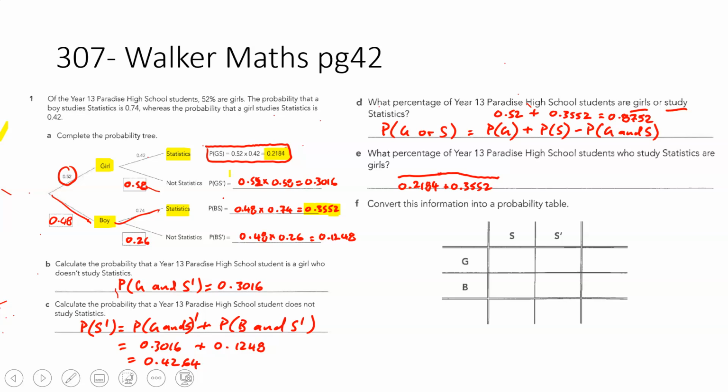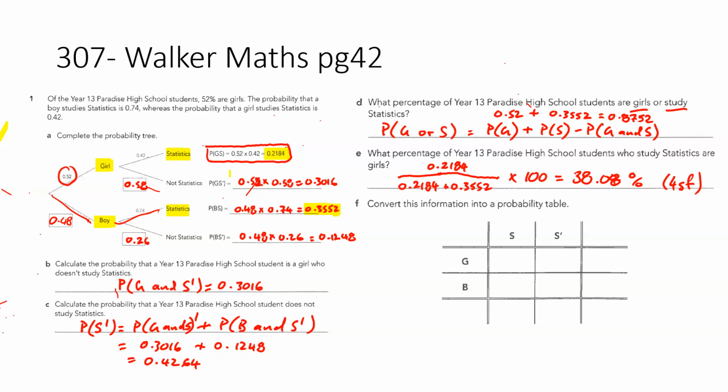And then on the top, we just want the probability that a student is a girl and does statistics, 0.2184. Because we want a percentage as our final answer, we times it by 100. Using our calculator, we get 38.08%. Now, I have rounded that to 4 significant figures, which, unless you're told otherwise, is probably a good idea to do.